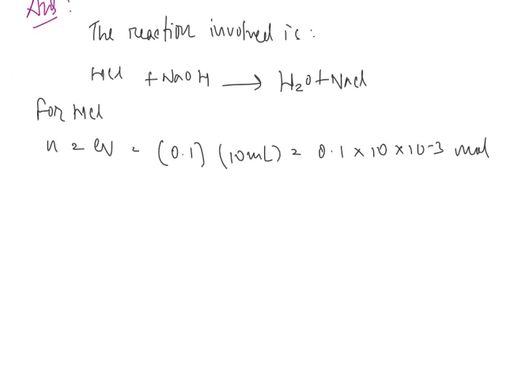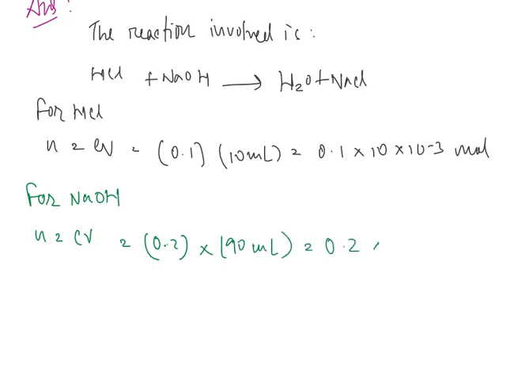And for the next one, that is for NaOH, n is equal to CV, which is nothing but 0.2 into 90 ml, which results in 0.2 into 90 into 10 to the power minus 3 mole.